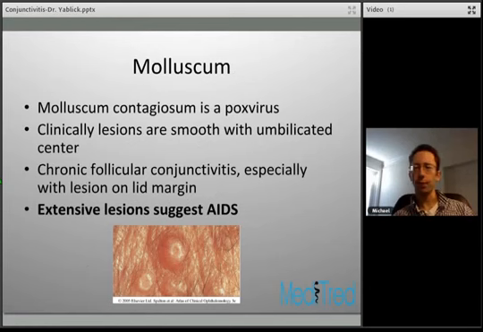Molluscum contagiosum is a condition that can cause a follicular conjunctivitis, and it's caused by a pox virus. It's characterized basically by these smooth lesions, and you can see below here is a picture of these smooth skin lesions, and they have an umbilicated center. And so that's a typical lesion. When they do occur on the lid margin, that's when you can have viral particles getting into the eye and causing your follicular conjunctivitis. Remember, if you have extensive lesions, more so than your typical patient, that should lead you to think about AIDS, especially if there's no history that may help diagnose your patient.